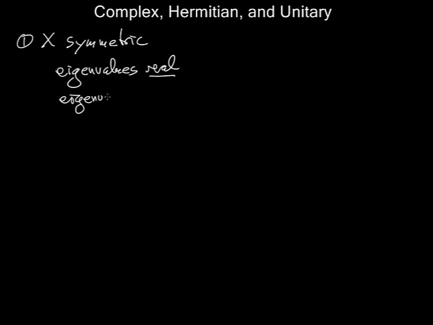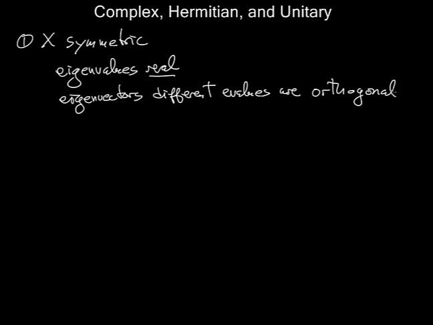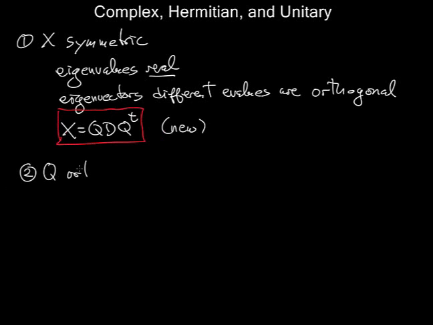Most of these we've seen before, but there are actually a few new ones. So let's start with symmetric. If you have a symmetric matrix, its eigenvalues are real. It's a basic property of symmetric matrices. And its eigenvectors are orthogonal. And of course, I mean eigenvectors with different eigenvalues are orthogonal. And a third property is that you can write any symmetric matrix in this form, Q, D, Q transpose, where Q is orthogonal. This is a new fact. We haven't seen this before. I'll come back and talk about it a little later.